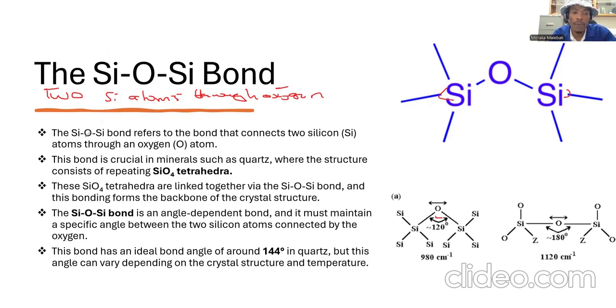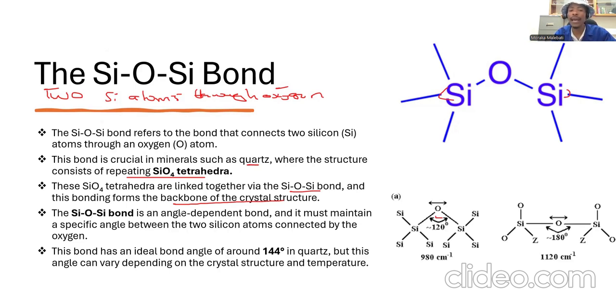The silicon-oxygen-silicon bond refers to the bond that connects two silicon atoms through oxygen. This bond is crucial in minerals like quartz, where the structure consists of repeating SiO4 tetrahedra. These SiO4 tetrahedra are linked together via this bond, and this bonding forms the backbone of the crystal structure. This is what I've explained.